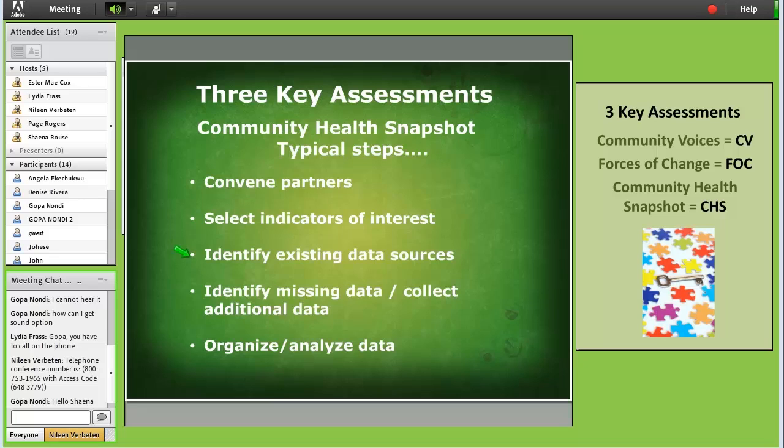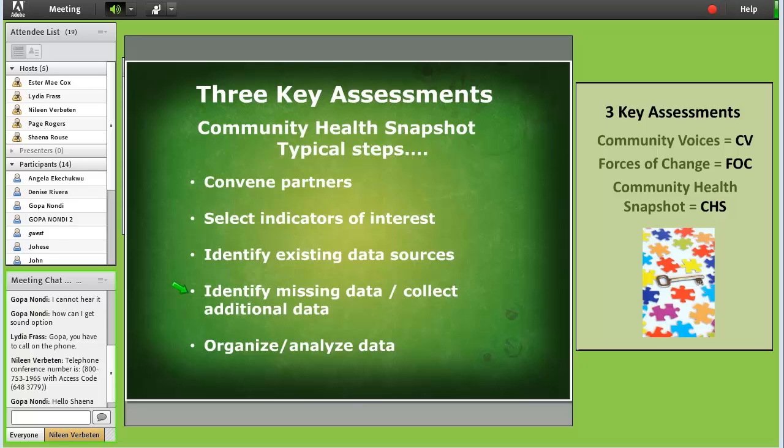Once you do that, you can then take note of what you don't have and figure out if there's a way to gather your own data. And this might be where surveys come in, or you may work with partners to supplement already existing data.